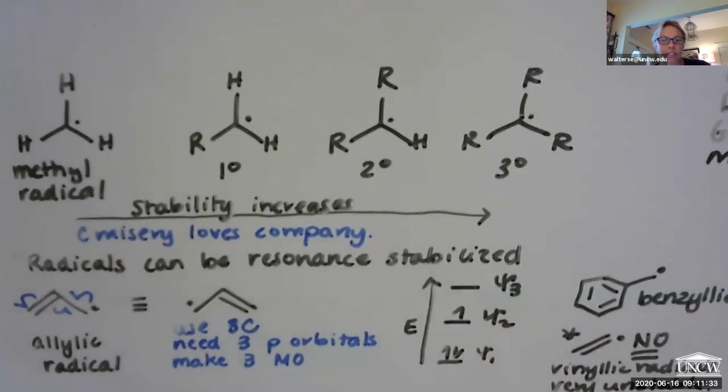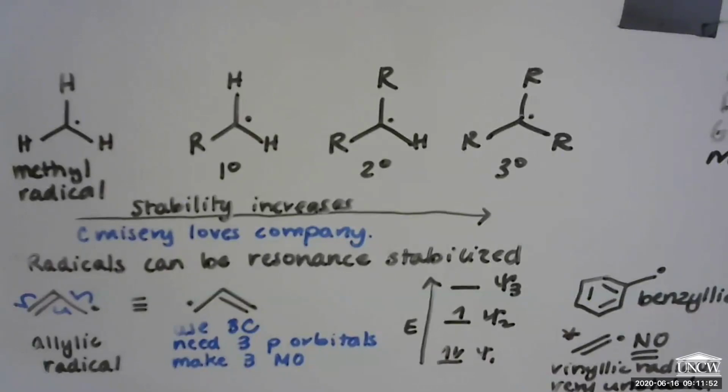Okay. Are there any questions so far about radicals, the ranking of stability, or going back to that idea of the molecular orbital diagrams? I have a quick question. Sure. Is it always true that as stability increases, then it's inversely proportional to reactivity?